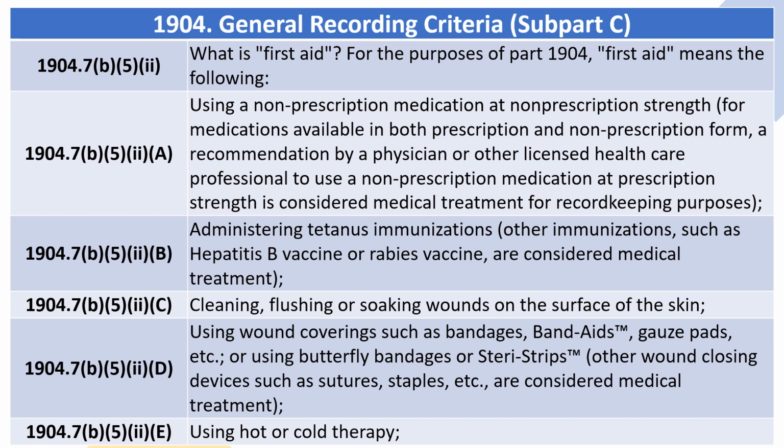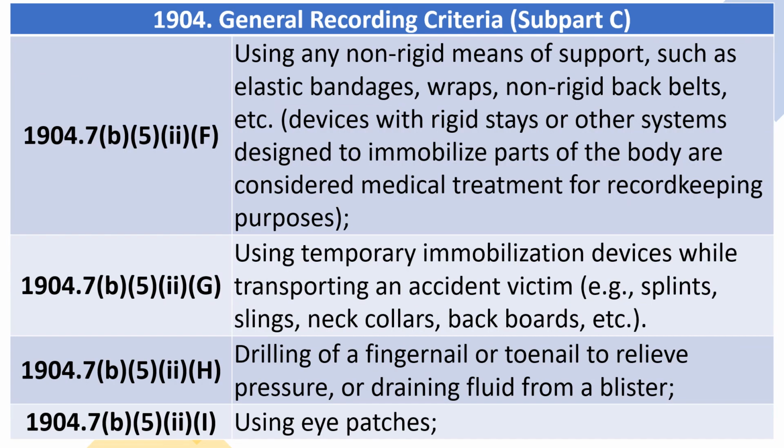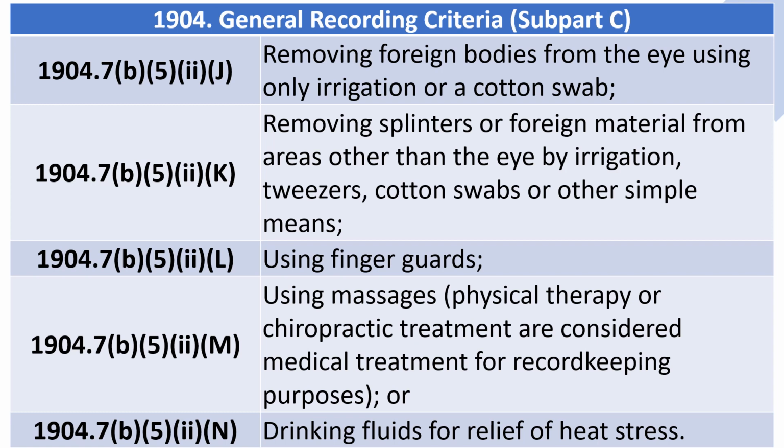Using hot or cold therapy. Using any non-rigid means of support, such as elastic bandages, wraps, non-rigid back belts, etc. Devices with rigid stays or other systems designed to immobilize parts of the body are considered medical treatment for record-keeping purposes. Using temporary immobilization devices while transporting an accident victim, e.g., splints, slings, neck collars, backboards, etc. Drilling of a fingernail or toenail to relieve pressure, or draining fluid from a blister. Using eye patches. Removing foreign bodies from the eye using only irrigation or a cotton swab. Removing splinters or foreign material from areas other than the eye by irrigation, tweezers, cotton swabs, or other simple means. Using finger guards. Using massages, physical therapy, or chiropractic treatment are considered medical treatment for record-keeping purposes. Drinking fluids for relief of heat stress.